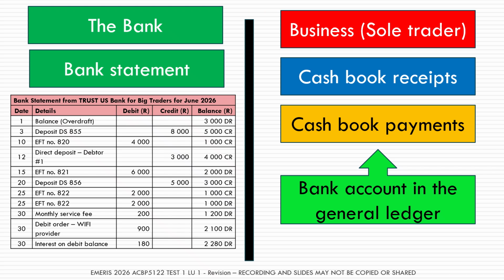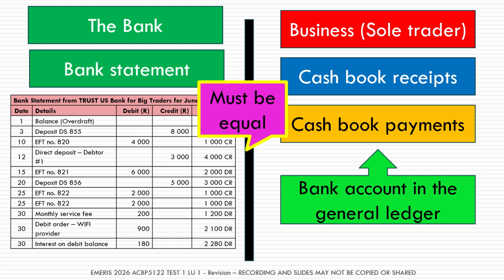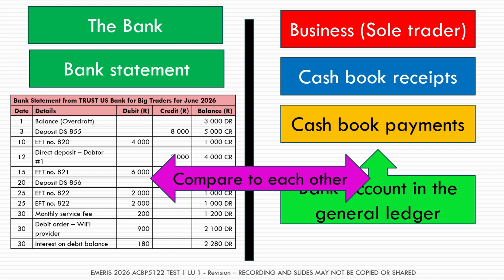So in theory, we would assume that the records that is held by the bank with regards to the cash transactions will be equal to the records that is held by the business in the cash book receipts and in the cash book payments. But on a monthly basis, we are going to check the bank's records against the records held by the business to ensure that the record kept by the bank of the cash transaction is in fact equal to the records kept by the business.